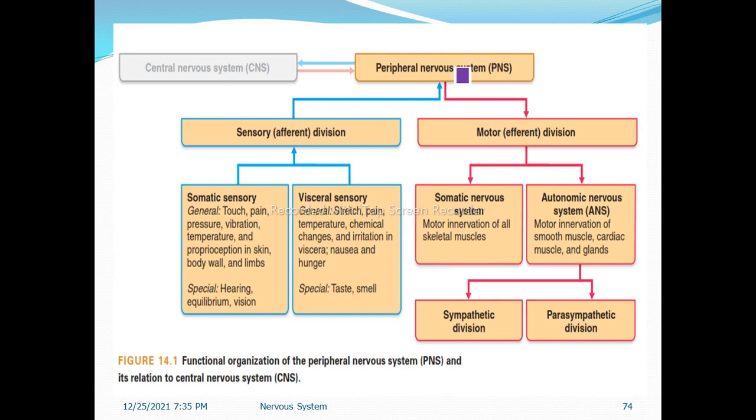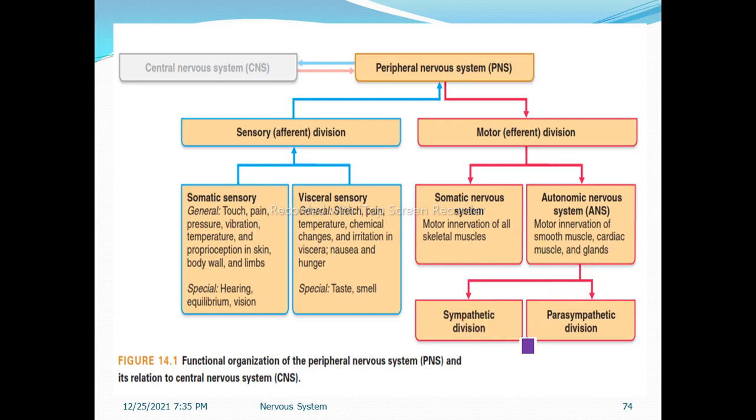So the peripheral nervous system is divided into two: the afferent or sensory division and the motor or efferent division. General somatic sensory is touch, pain, pressure, vibration, and temperature, and hearing, equilibrium, and vision are special. Visceral sensory general is touch, pain, temperature, and chemical changes, whereas taste and smell are special. We have seen this one. And the motor division has the somatic nervous system and the autonomic nervous system. Somatic is motor innervation for all skeletal muscles. Autonomic is motor innervation for smooth muscle, cardiac muscle, and glands.